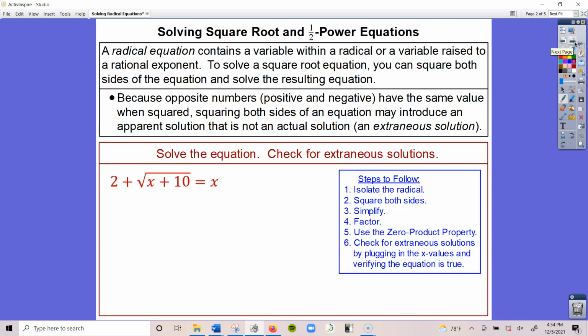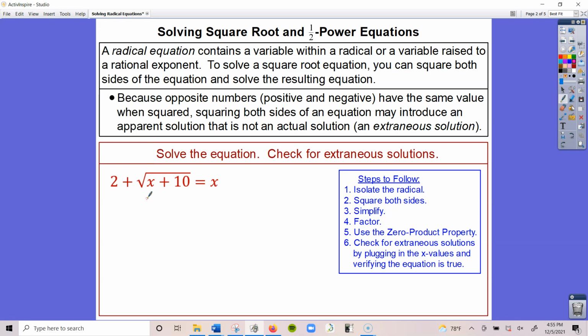Now let's have a look at how we would solve these equations algebraically. A radical equation is basically any equation that either has a radical or is raised to a rational exponent, since we learned that rational exponents do represent radicals. Particularly with square root equations, because when you square root a number you end up with plus or minus, that means that when you square a radical equation, you're going to sometimes get two solutions.